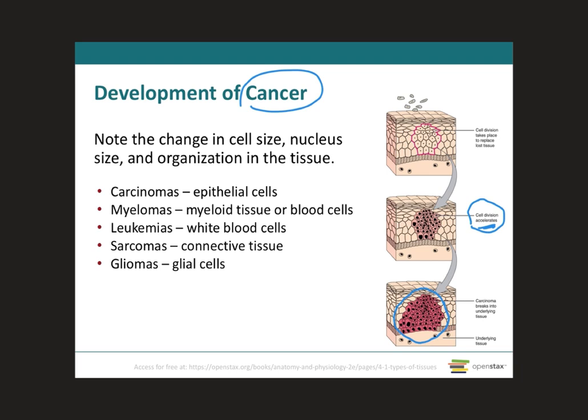The specific names of cancers are going to reflect the tissue of origin. So cancer derived from epithelial cells is referred to as carcinomas. Cancer in myeloid tissue or blood cells forms myelomas. Leukemias are cancers of white blood cells, whereas sarcomas derive from connective tissue. And gliomas are found in glial cells.